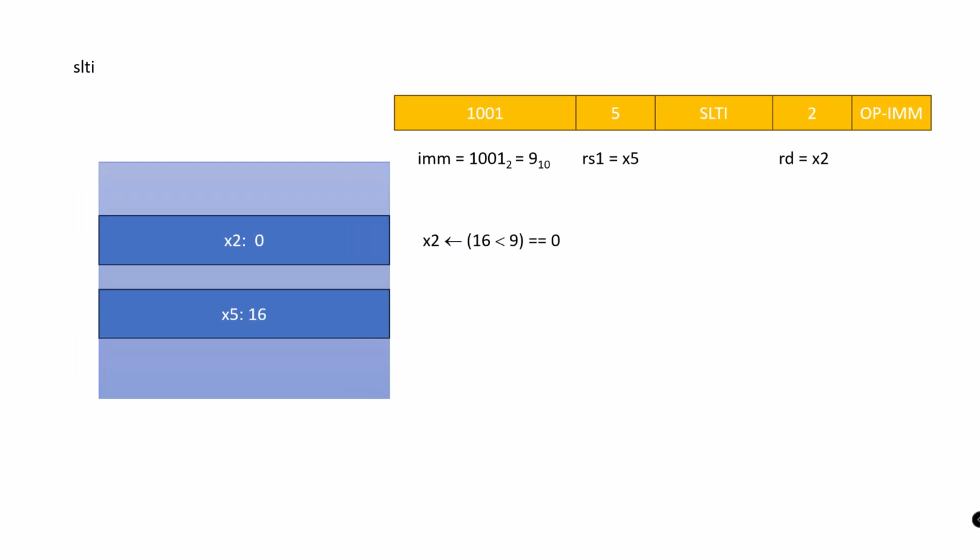The SLTI instruction compares the value of a register, in this case X5, with an immediate. Here the contents of X5 is 16, the immediate is 9, so the test 16 less than 9 fails, and we write a 0 into the destination X2.